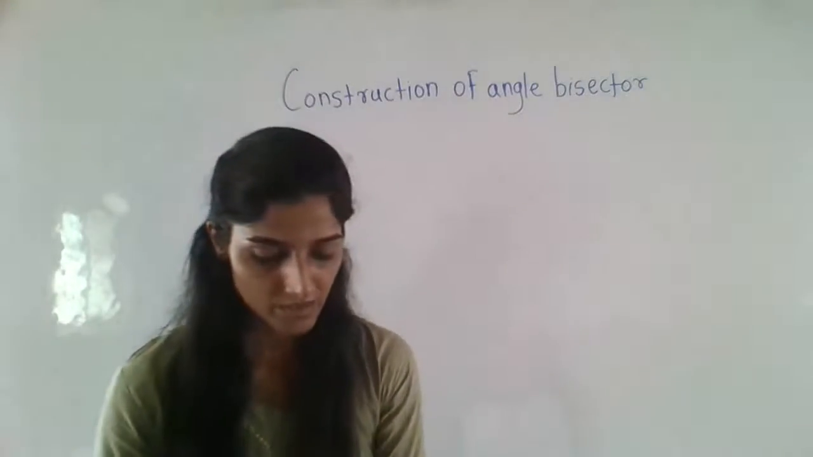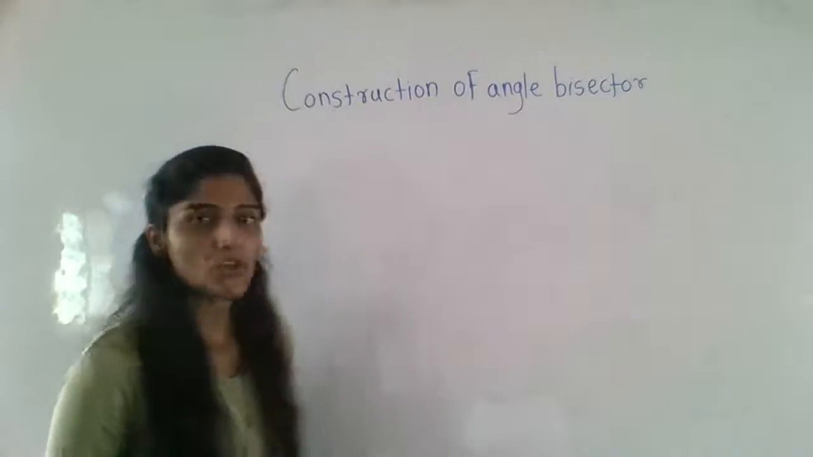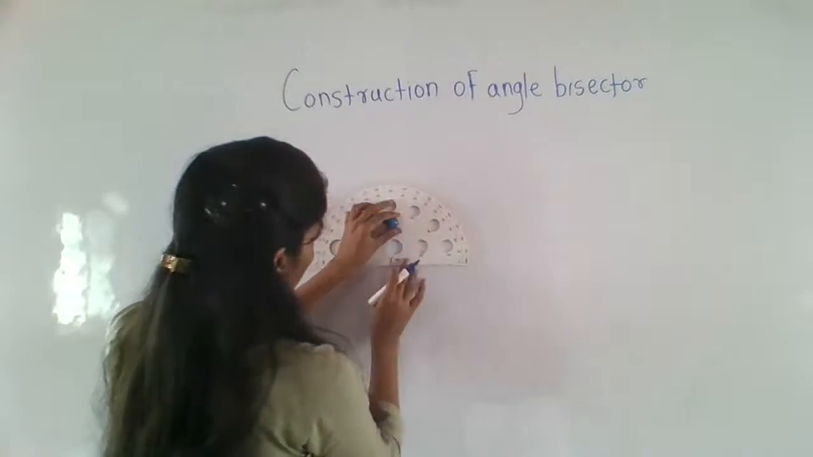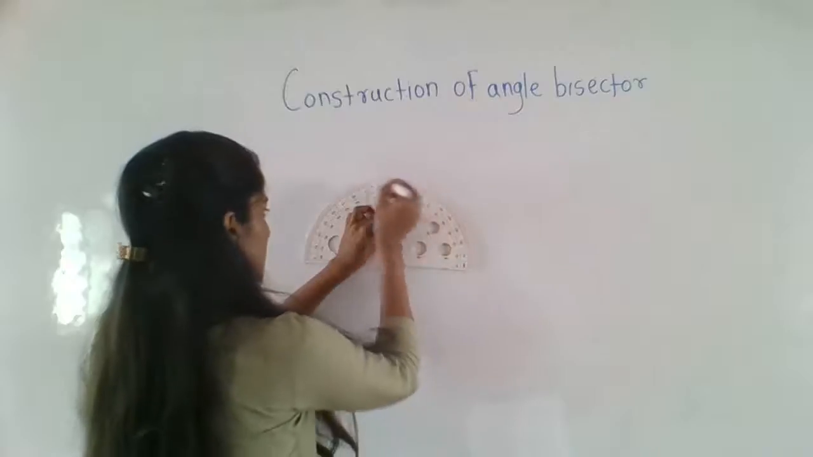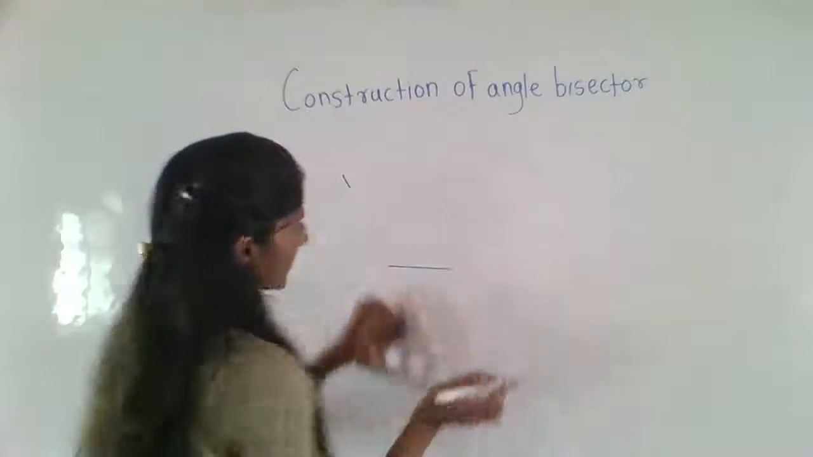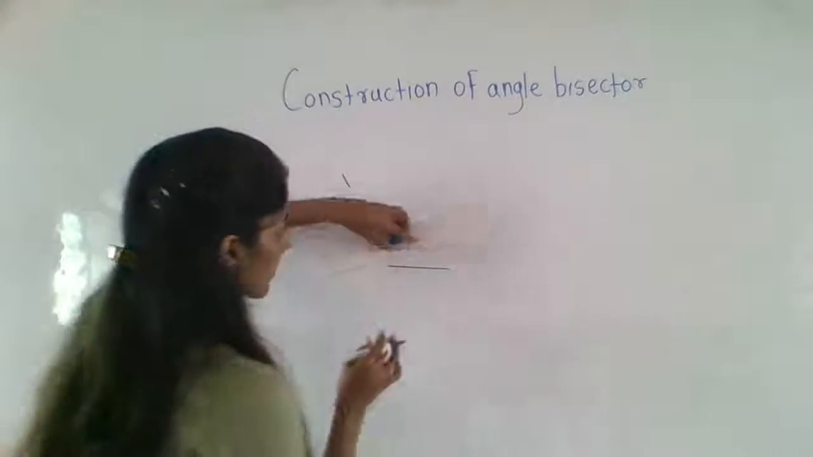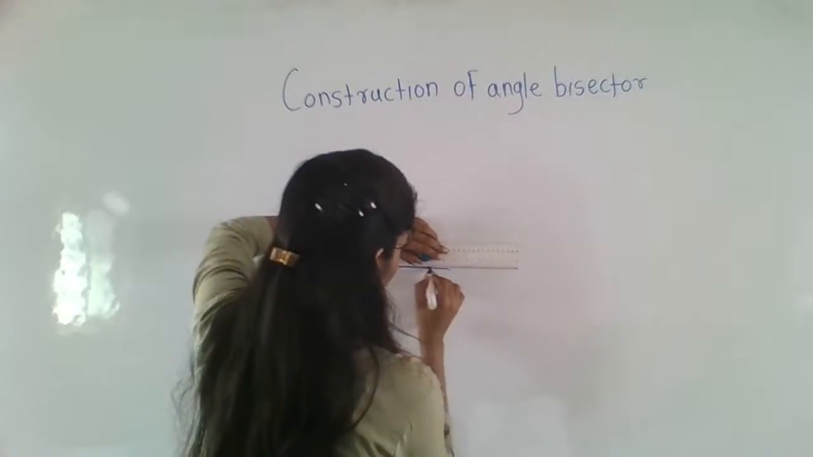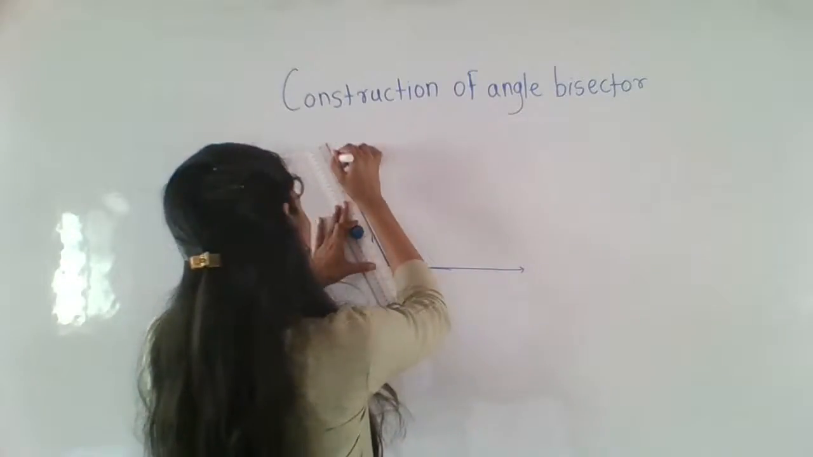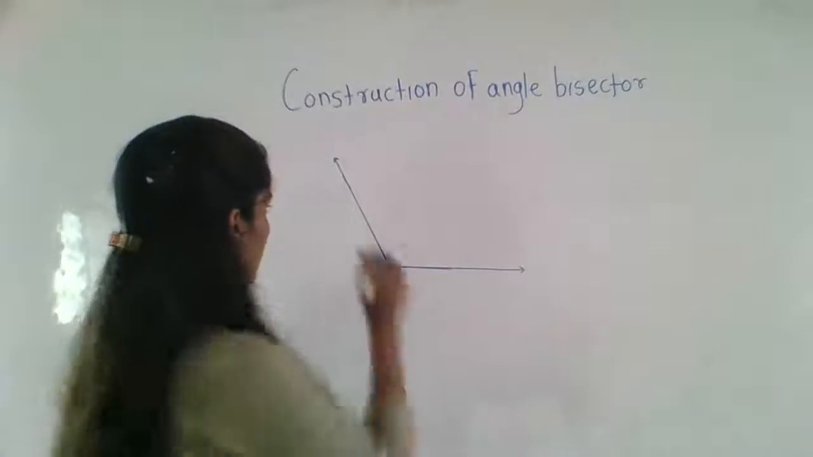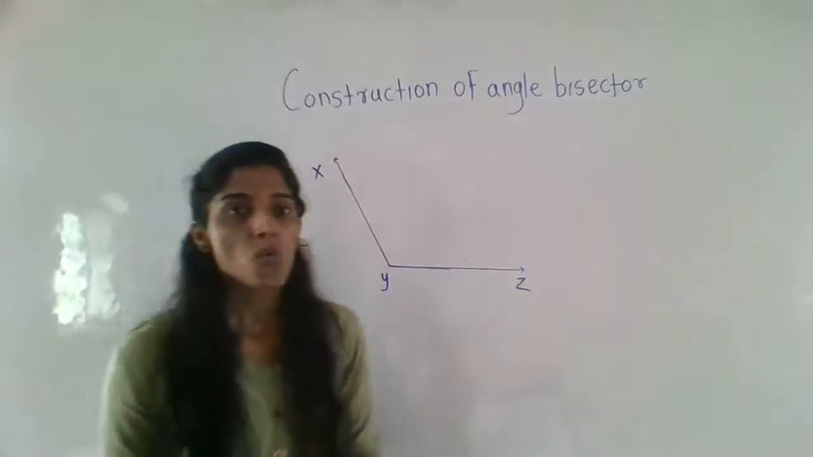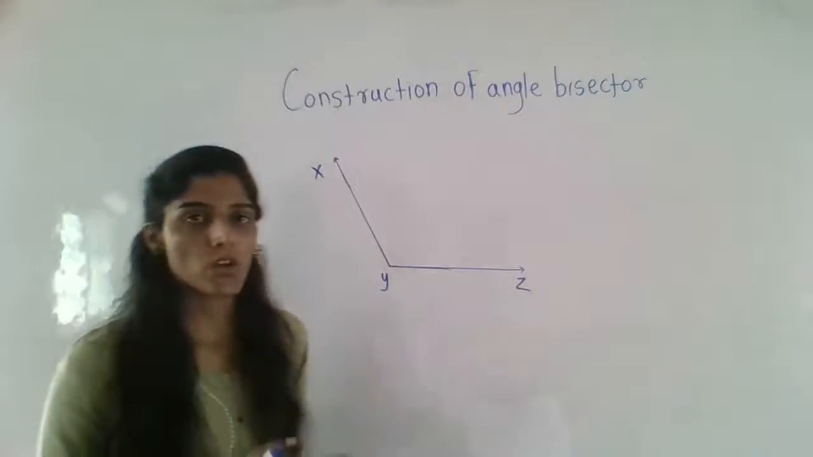Suppose here we will take an angle of measure 180 degrees. We want to draw the angle bisector of measure 180 degrees. Now see here, 180 degrees. You can extend this. You can name it as X, Y, Z. This is our angle of measure 180 degrees and we want to draw the bisector of this angle.